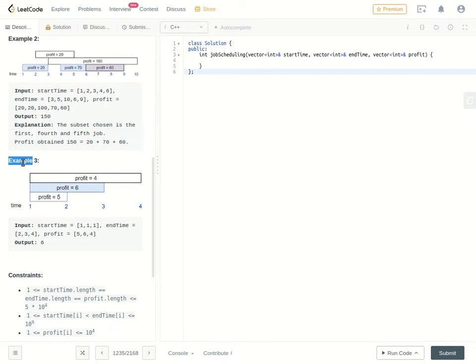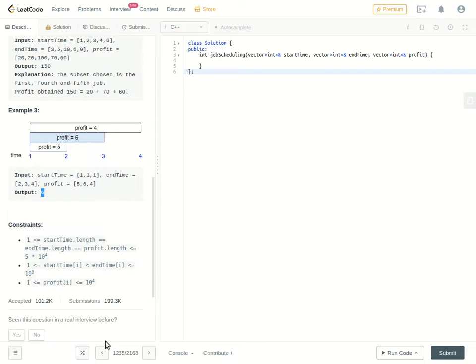This is like a base case where everything starts at 1. And the jobs respectively end at 2, 3 and 4. Since we can only choose one of these, the maximum job should be chosen and its profit should be returned, which is 6. So let's look at the constraints.